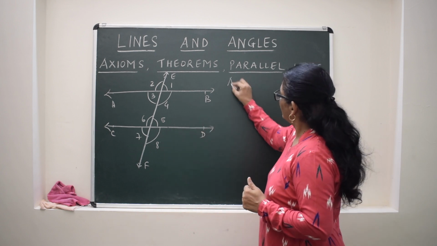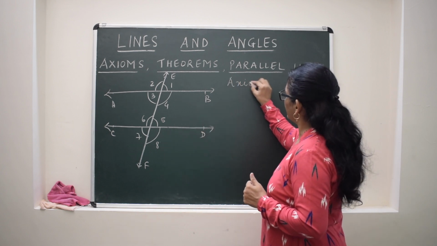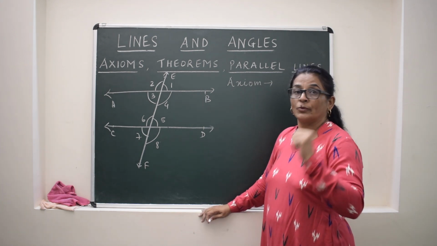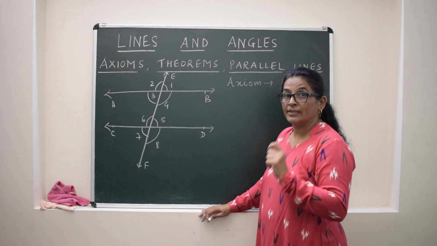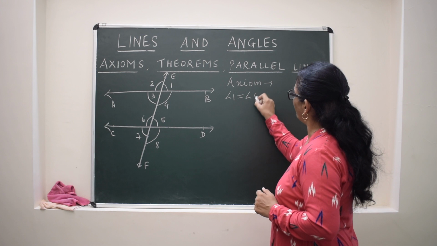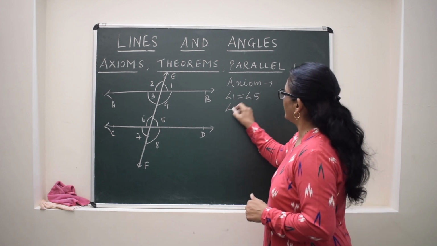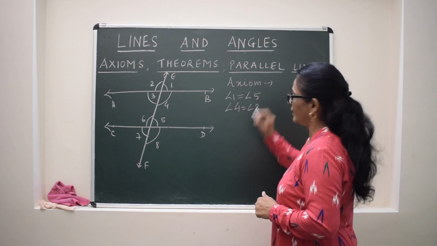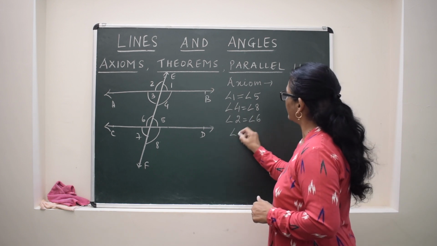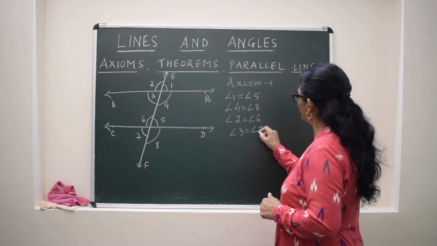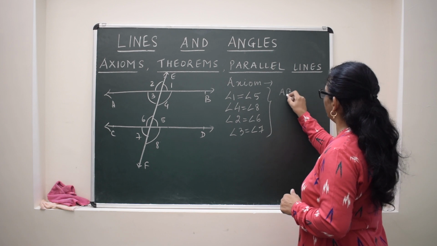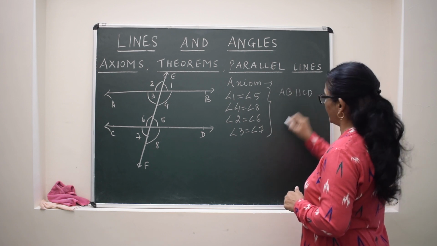So first of all, we have to see what is the axiom. As I said, if the lines are parallel, then the corresponding angles are equal. So by that axiom, symbolically, how will we write? Angle 1 is equal to angle 5, first set. Then angle 4 is equal to angle 8. Angle 2 is equal to angle 6 and angle 3 is equal to angle 7. The reason is same. What reason will we write? We will write AB is parallel to CD.